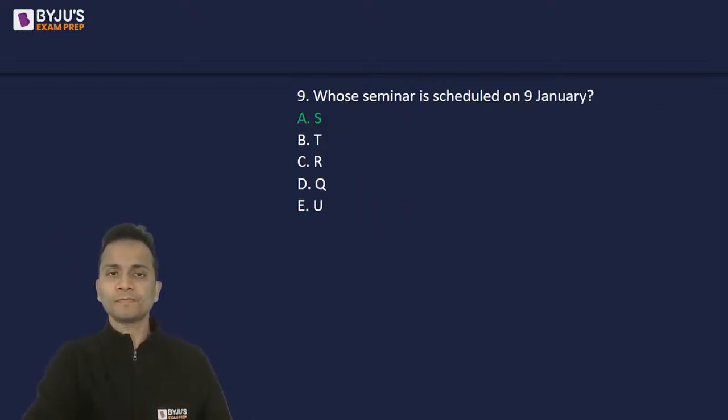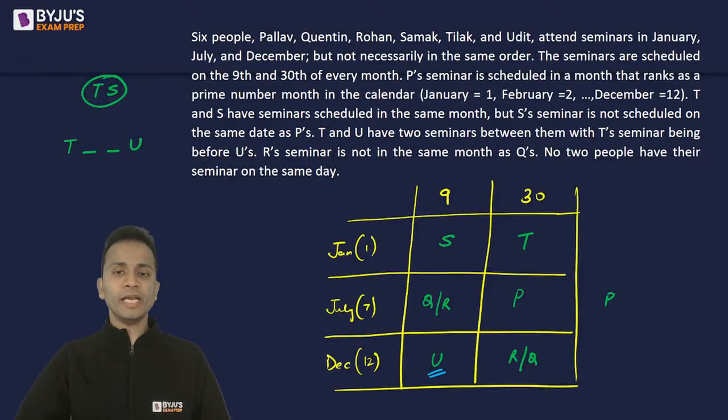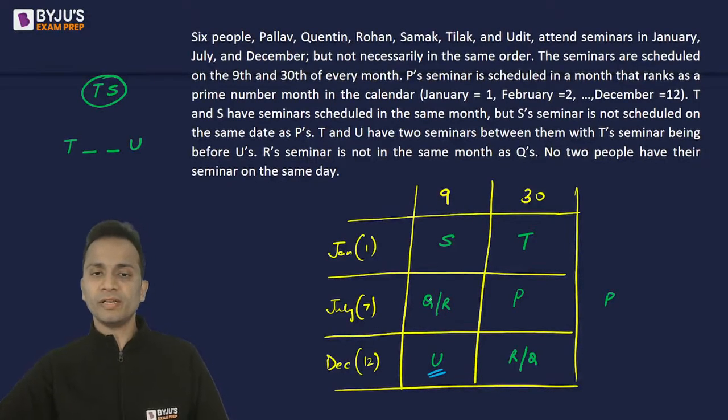So let's move on and go back. Okay, now Rohan is before Quinton. So I'll remove Quinton from here and I'll remove Rohan from here. So Rohan is before Quinton, definitely. So Rohan will be on 9th of July and Quinton will be on 30th of December.